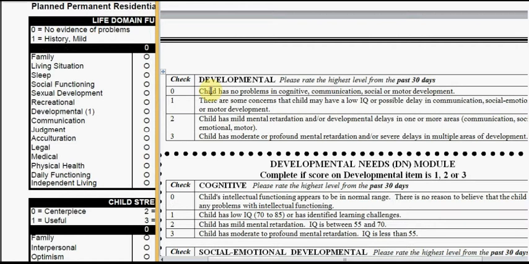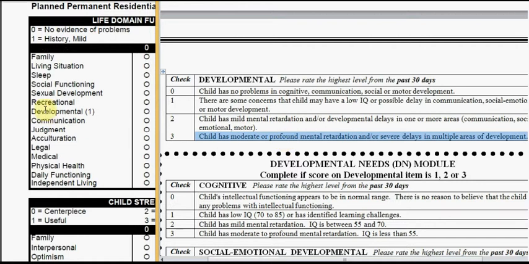So 0 means child has no problems in cognitive, communication, social, or motor development. 1, there are some concerns that the child may have a low IQ or possible delay in communication, social, emotional, or motor development. In 2, the child has mild mental retardation and/or developmental delays in 1 or more areas, such as communication, social, emotional, motor. And in 3, the child has moderate or profound mental retardation and/or severe delays in multiple areas of development.